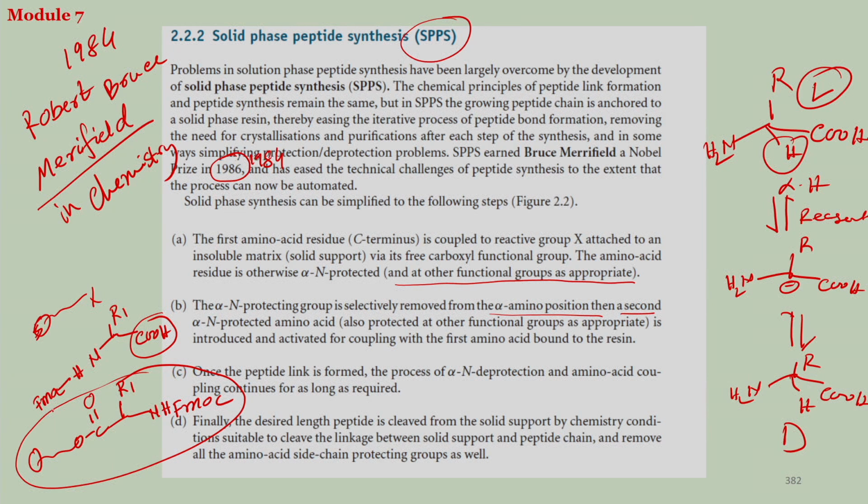Depending upon which kind of solid support you have used and which kind of linker you have here, you can choose the appropriate chemistry to break this bond and remove all the amino acid side chain protecting groups as well. In the last part, you also need to remove whatever protecting groups you have used on the side chains. So, these 4 are the primary steps involved in solid phase peptide synthesis.